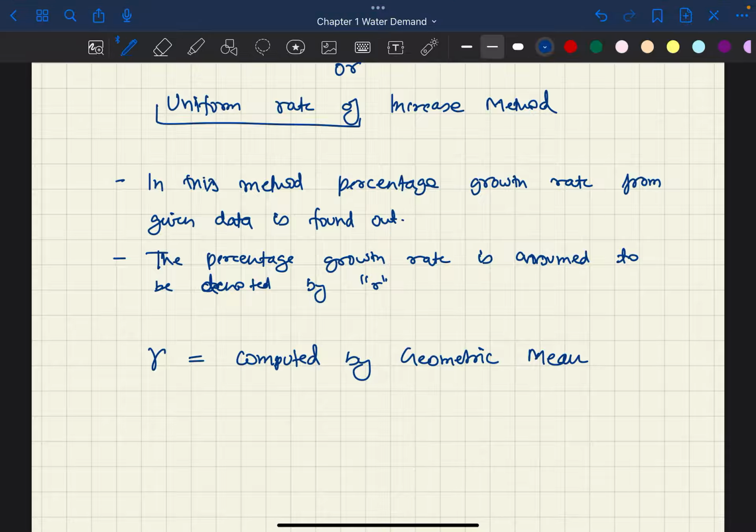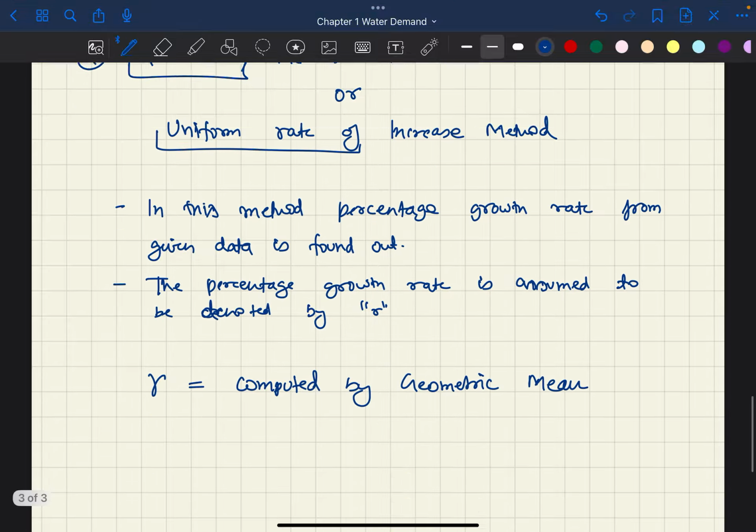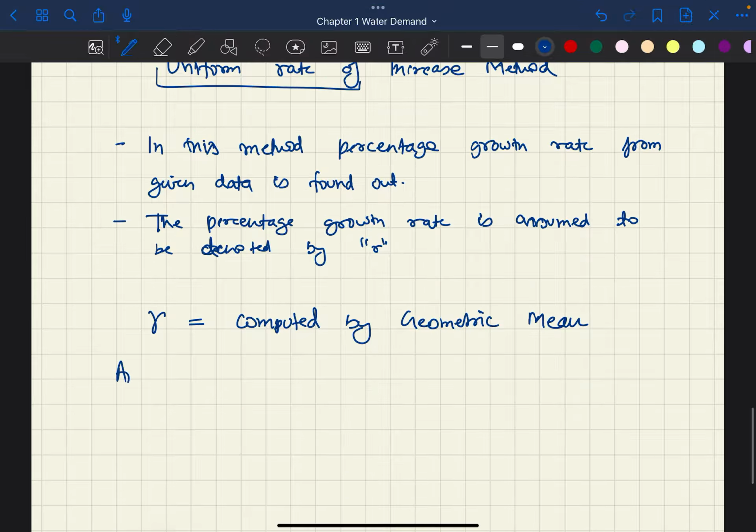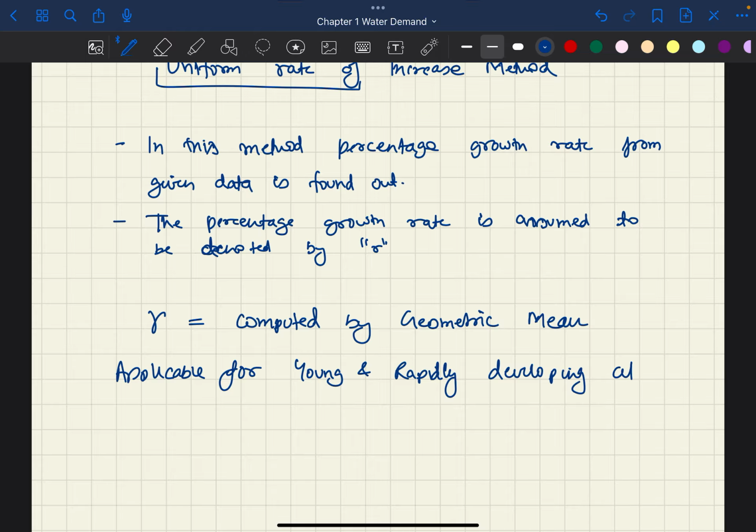And this is applicable for young and rapidly developing cities.